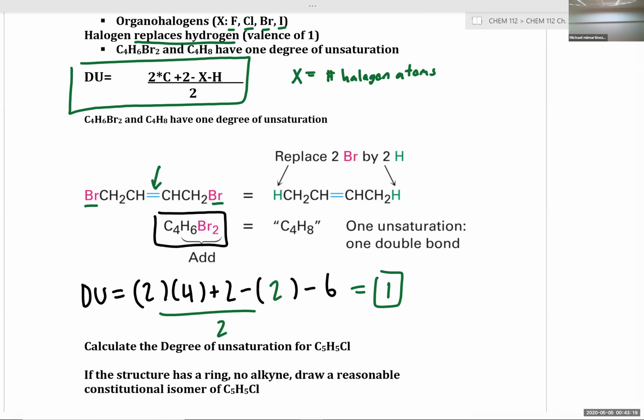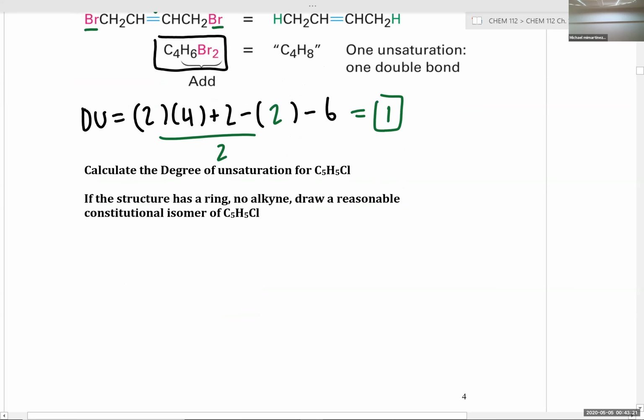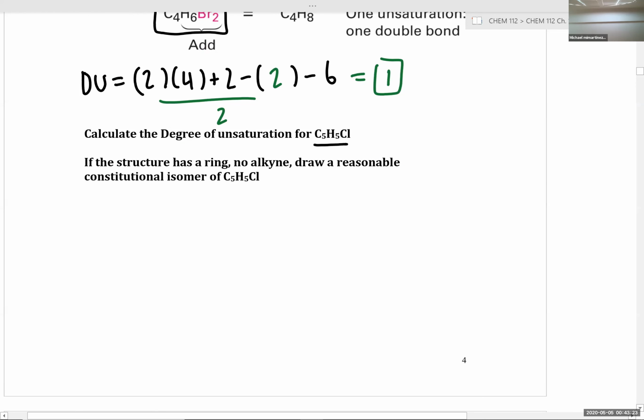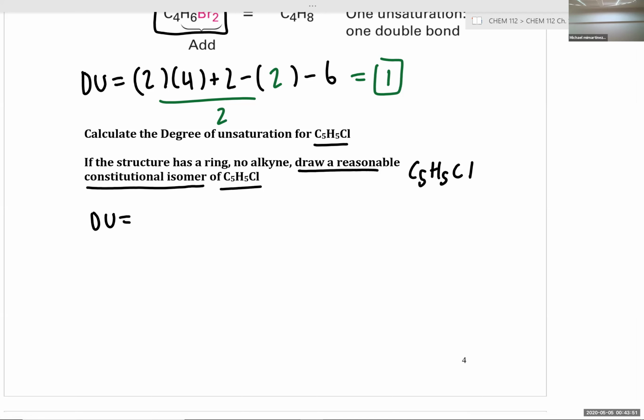Okay, let's do an example now. Let's calculate the degree of unsaturation for the following formula. And then I'd like you, using the annotate tool, to try and draw a reasonable constitutional isomer of the following formula. So first I want you to calculate the DU for the following formula, C5H5Cl, and then I'd like someone to break out the annotate feature and try and draw a reasonable structure.